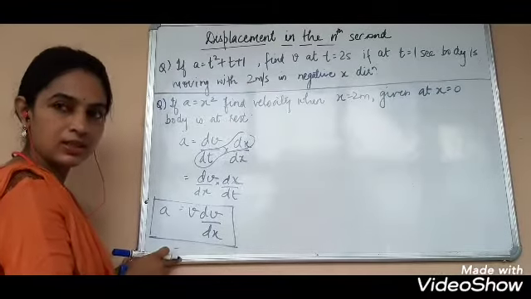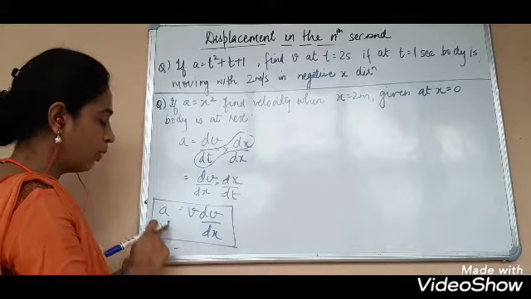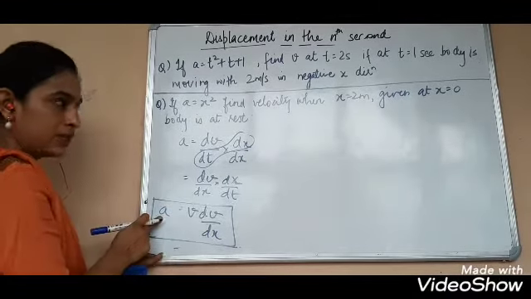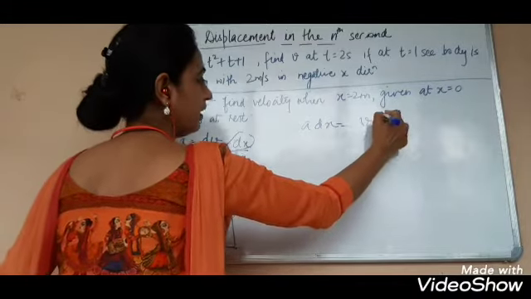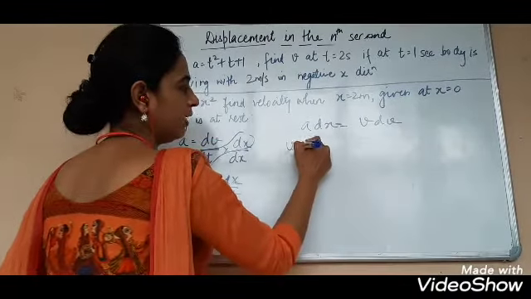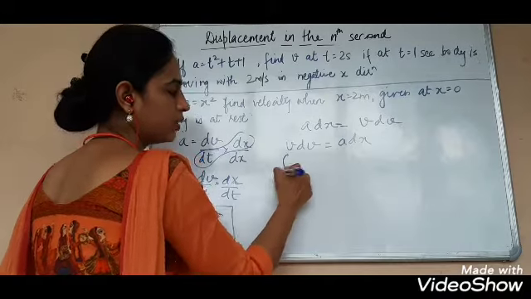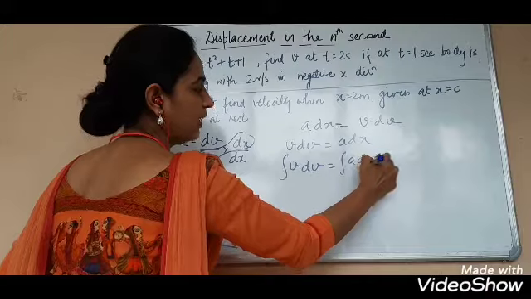I have discussed this in the previous videos also. I am repeating because it is important. a is equal to v dv by dx. Now taking dx on this side, a dx is equal to v dv, or I can write v dv is equal to a dx. Now integrating both sides, integration of v dv is equal to integration of a dx.